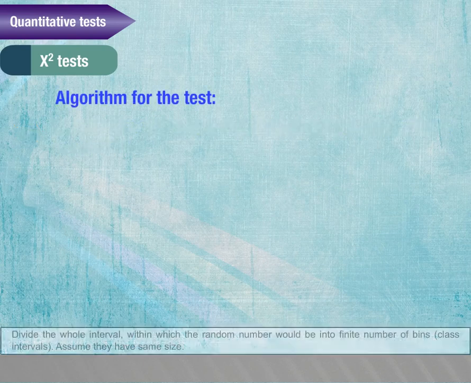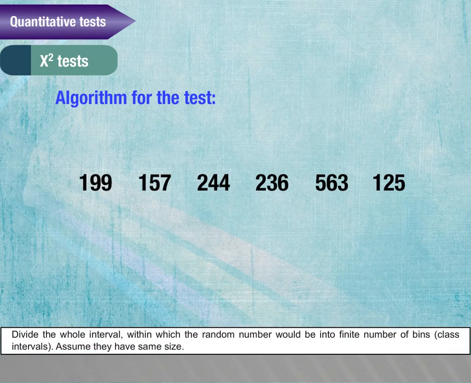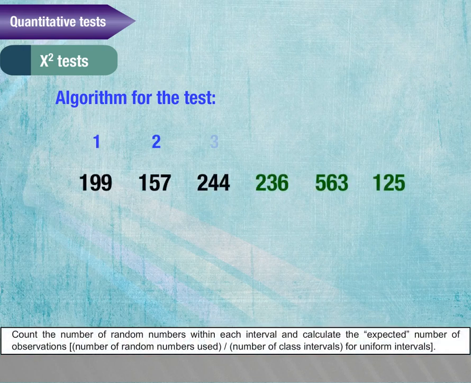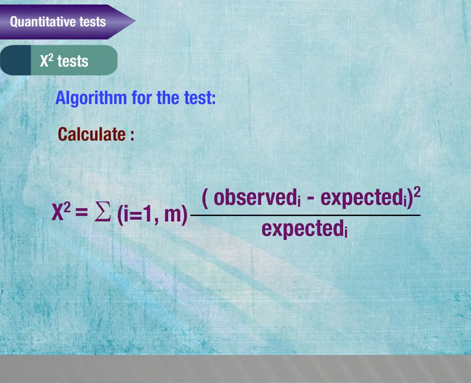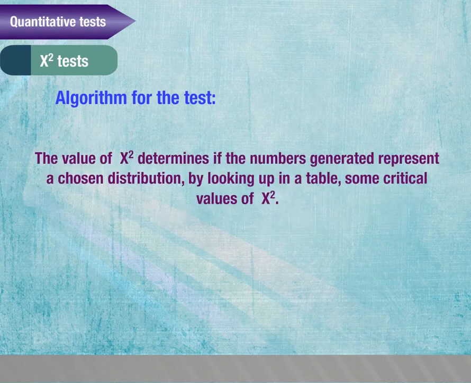Algorithm for the test. Divide the whole interval within which the random number would be into a finite number of bins, that is class intervals. Assume they have the same size. Count the number of random numbers within each interval and calculate the expected number of observations, that is, the number of random numbers used divided by the number of class intervals for uniform intervals. Calculate chi-square equal to the summation from i equals 1 to m of (observed_i minus expected_i) the whole squared divided by expected_i. The value of chi-square determines if the numbers generated represent a chosen distribution by looking up in a table some critical values of chi-square.